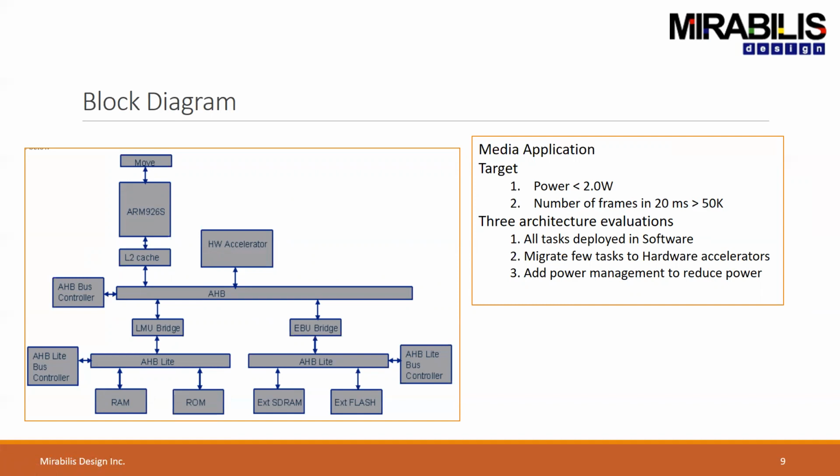In order to achieve these two goals, there are mainly three different use cases or evaluations that we have done. One is we run all the tasks in the software device itself, that is just the A53 itself. In the second exploration, we migrated some of the tasks into a hardware accelerator just to improve performance. And in the third, we added some power management to reduce the power consumption.